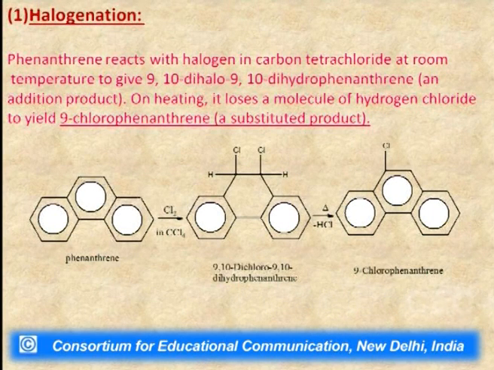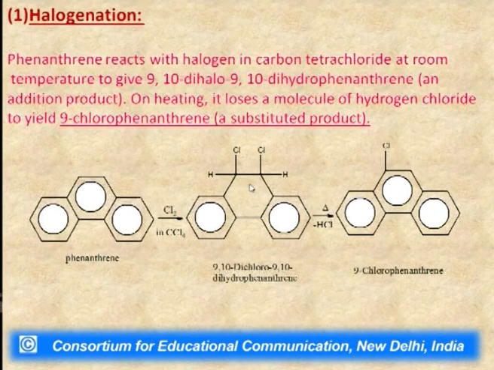Now here are a few electrophilic substitution reactions. One of them is halogenation. Phenanthrene on reaction with halogen, here we have taken chlorine, in the presence of carbon tetrachloride, first forms the addition product. This chlorine molecule generates an electrophile as well as a nucleophile simultaneously, and both will attack on this phenanthrene to give us this addition product.